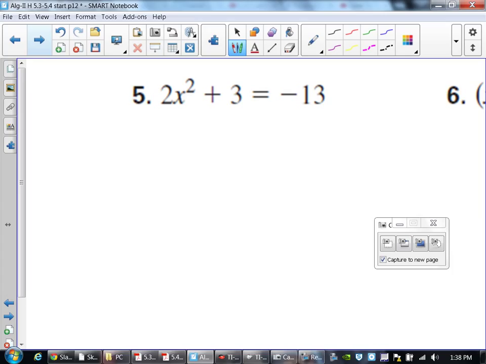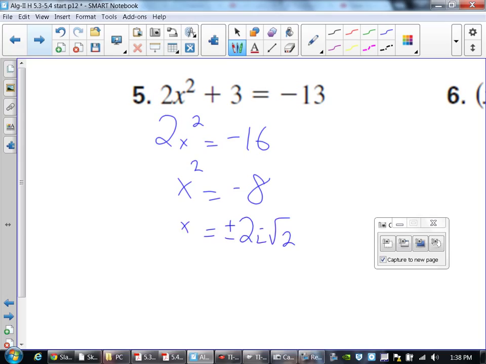Okay. So if I have to solve the equation 2x squared plus 3 equals -13, what do I do? Subtract 3 and I get 2x squared is -16. And lo and behold, we get x squared is -8. I have to take the square root of both sides, so what's my final answer? Plus or minus 2i root 2. Exactly.